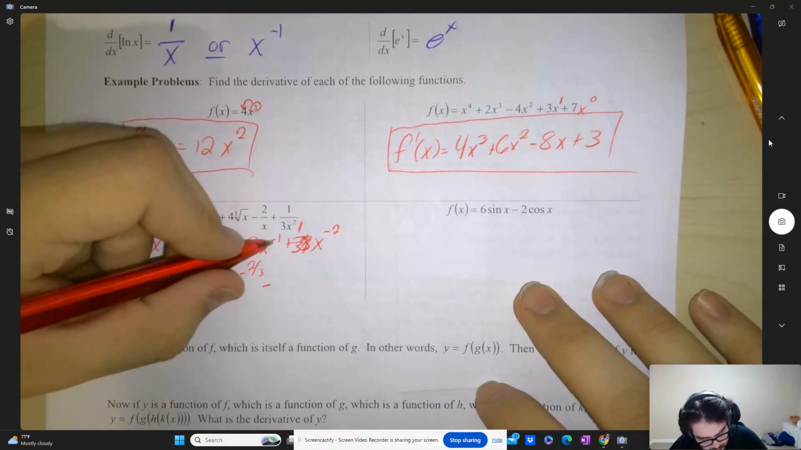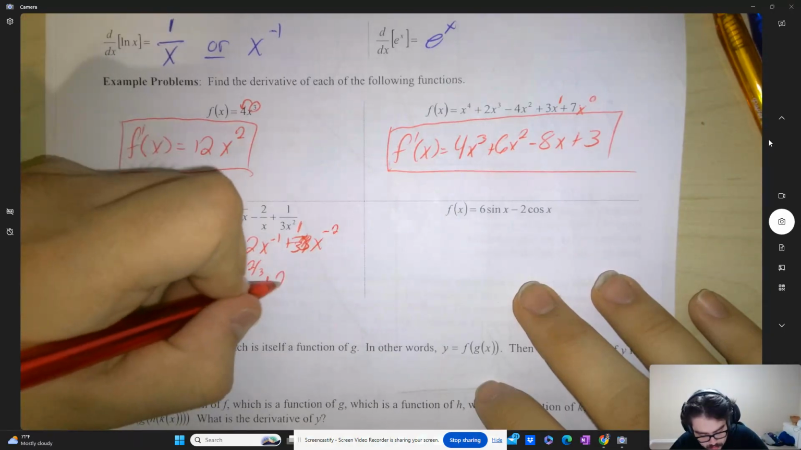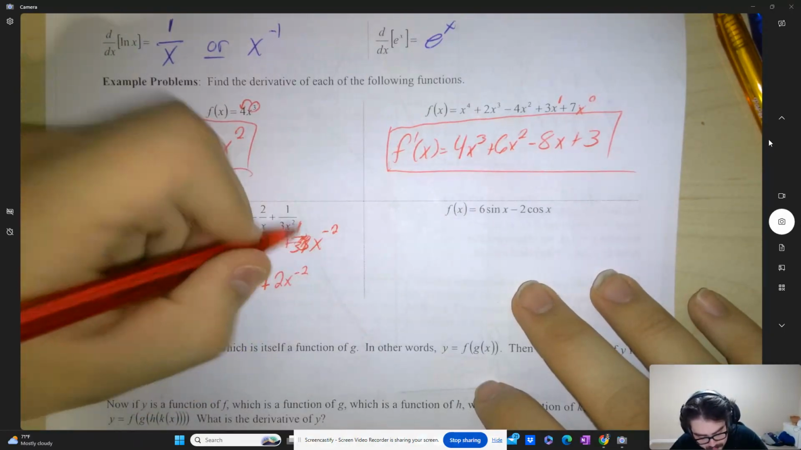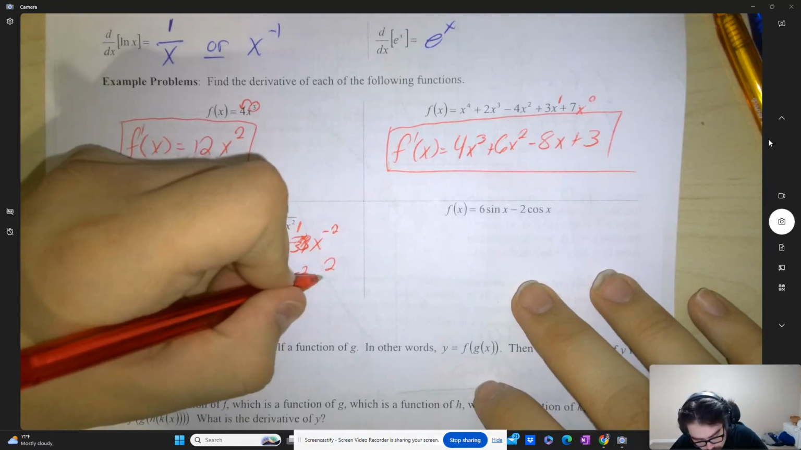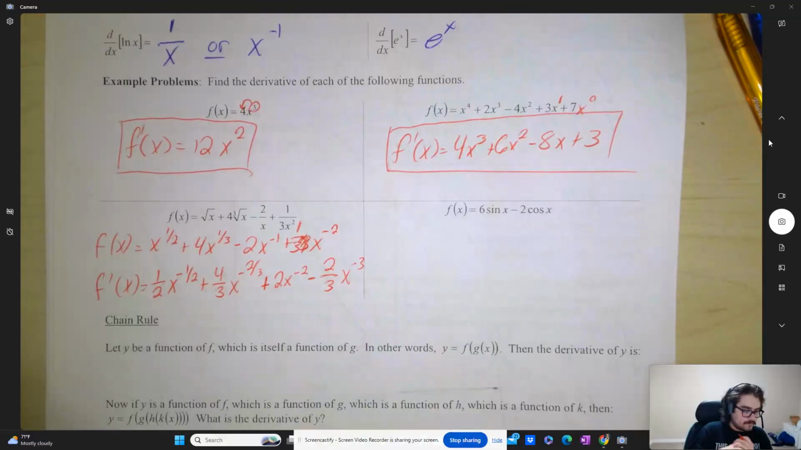Minus, so then we would do the negative 1 times that. That would actually turn this into plus 2x to the negative 2. And then multiply by the negative 2, you would end up getting negative 2 over 3 x to the negative 3rd, okay?